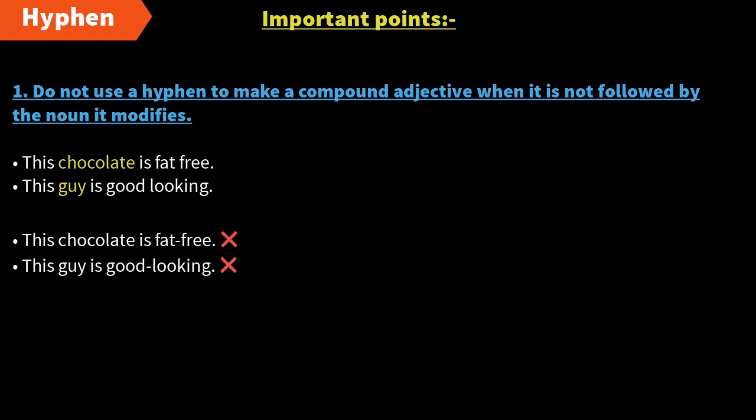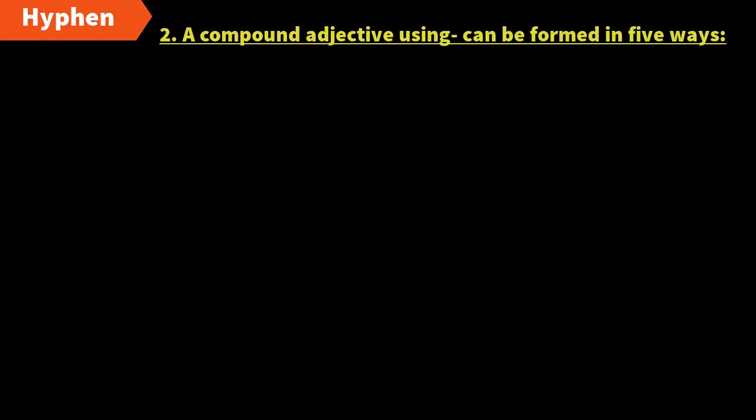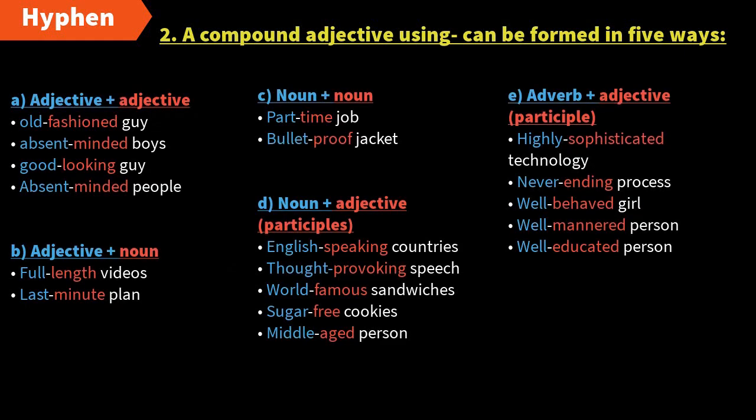Good-looking? No. Good looking without any hyphen. Point number 2. There are 5 ways to make a compound adjective using a hyphen. Number 1, adjective plus adjective. Number 2, adjective plus noun. Number 3, noun plus noun. Number 4, noun plus an adjective. Number 5, adverb plus an adjective, which means simple adjectives and all the participles, present and past participles, right?